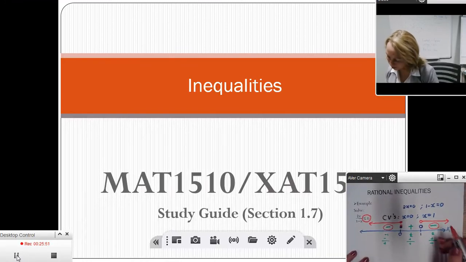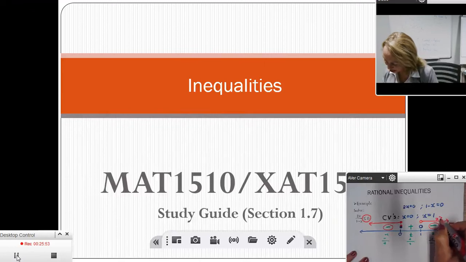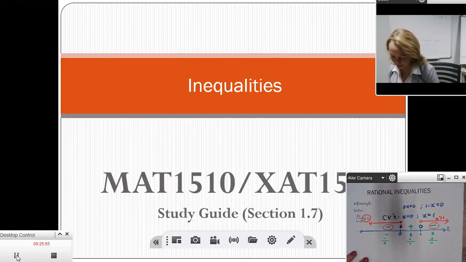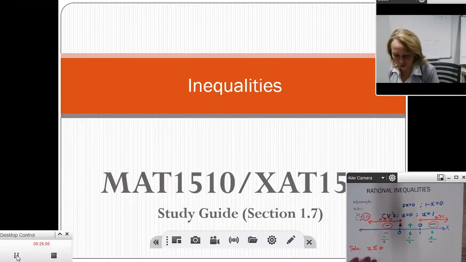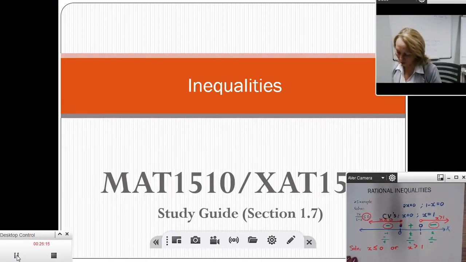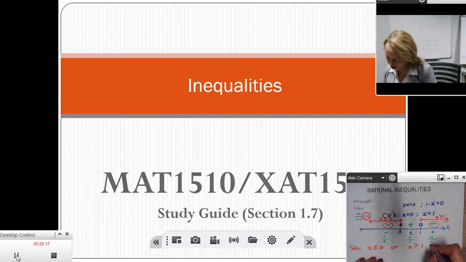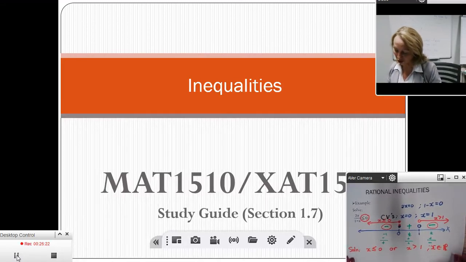Right, so how do we write this? Well, this would be x strictly greater than 1, and this would be x less than or equal to 0. Right, so here's my solution then, x less than or equal to 0, and as you remember from the previous case, if there's no intersection between the two, I write or x greater than 1. And this will be the solution, x an element of reals, for this rational inequality.